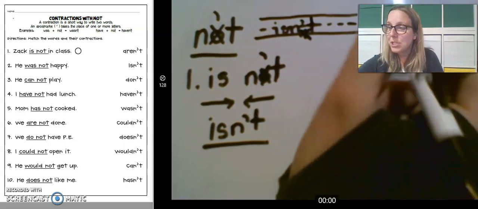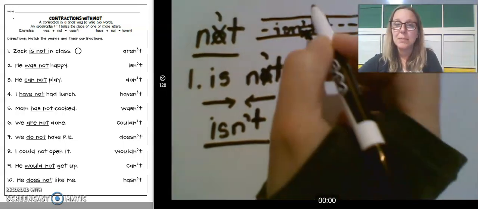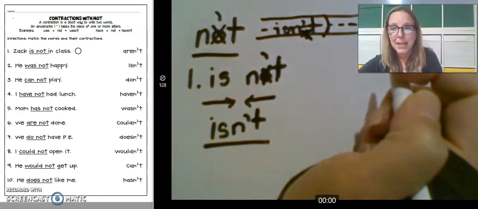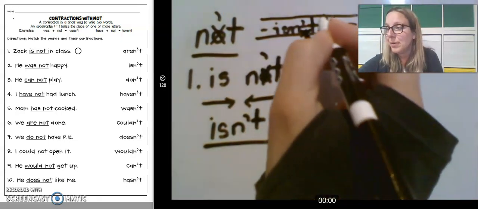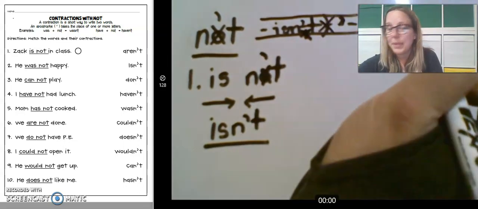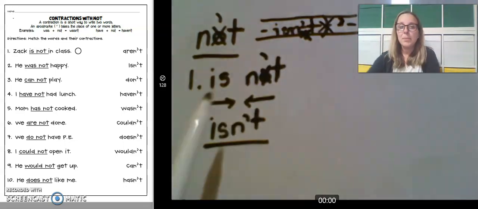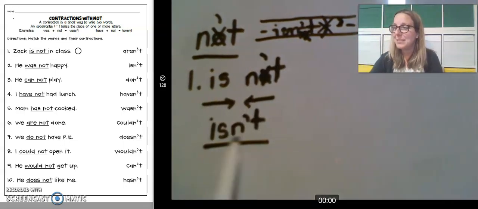And you also want to make sure that you're not making it too big like this. I've seen some of you do that with your apostrophes. This is actually a parenthesis. So make sure that when you're writing an apostrophe, it stays up here, just in the top part of the line. Okay, so number 1, is not becomes isn't.